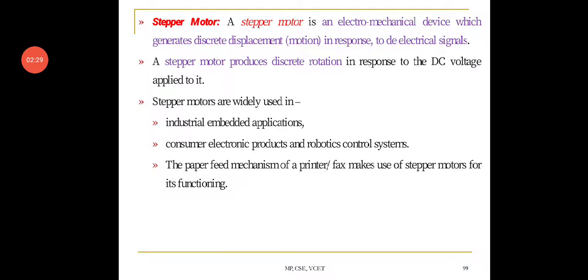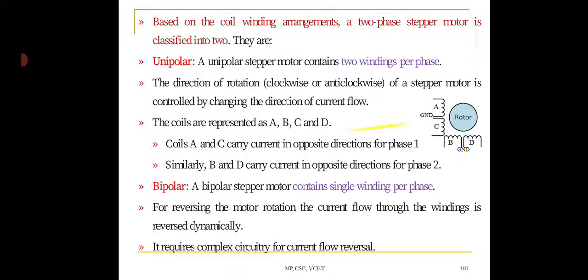Stepper motor is an electromechanical device which generates a discrete displacement or motion in response to an electrical signal. When we apply the electrical signal, the stepper motor rotates. That rotation is nothing but a displacement. Stepper motor produces discrete rotation in response to the DC voltage applied to it. Stepper motors are widely used in industrial embedded applications, consumer electronic products, and robotics control systems. The paper feed mechanism of printers makes use of stepper motors for its functioning.